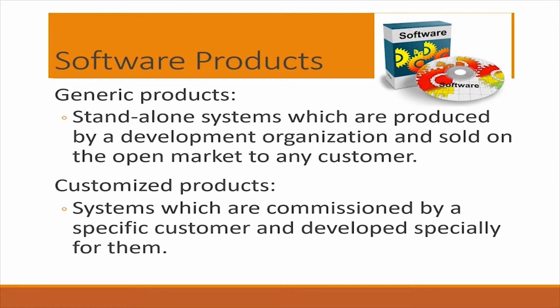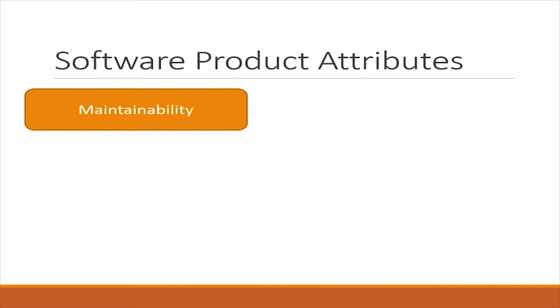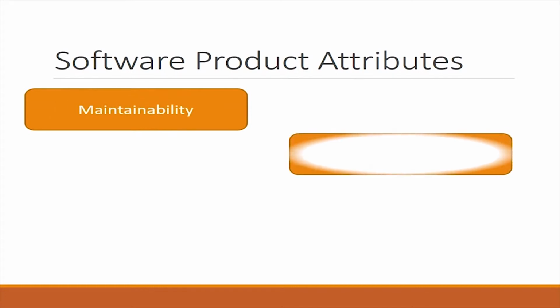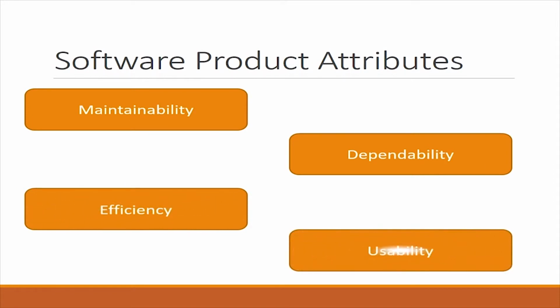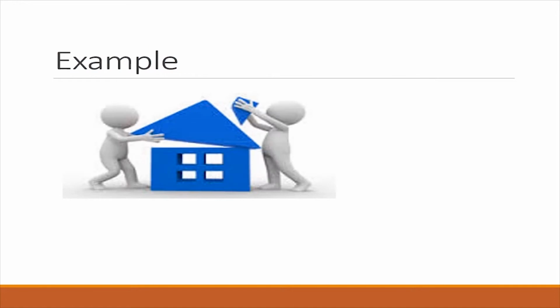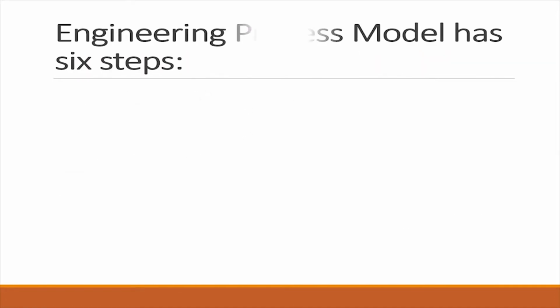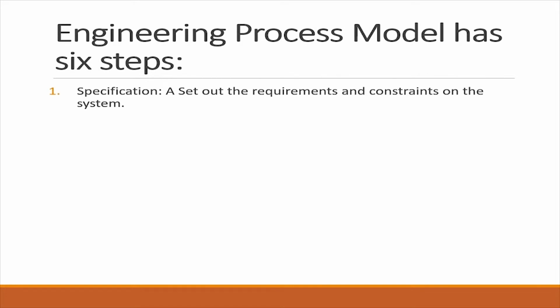Let's now look at some attributes to measure effectivity of software production. These include things like number 1, maintainability, number 2, dependability, number 3, efficiency, number 4, usability. In the engineering process model, there are 6 steps. Number 1, specification. This sets out requirements and constraints on a system.